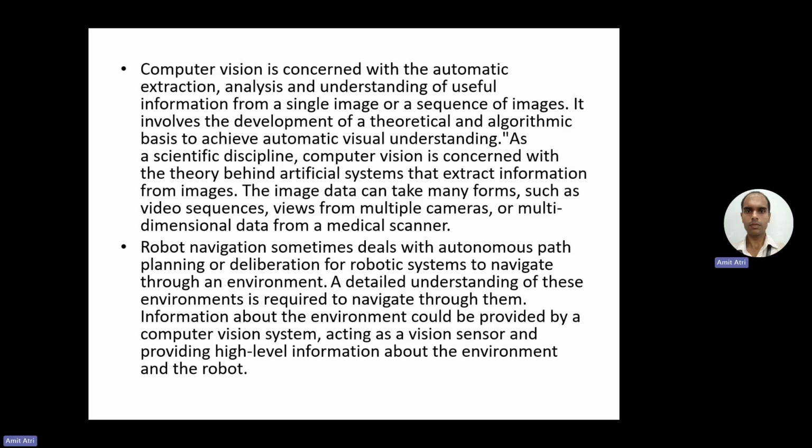So how can it be done? This can be done using a computer vision system. Information about the environment could be provided by a computer vision system acting as a vision sensor. This is also a sensor, and a much higher-level sensor, which gives a large amount of data as compared with other sensors. It provides high-level information about the environment and the robot.